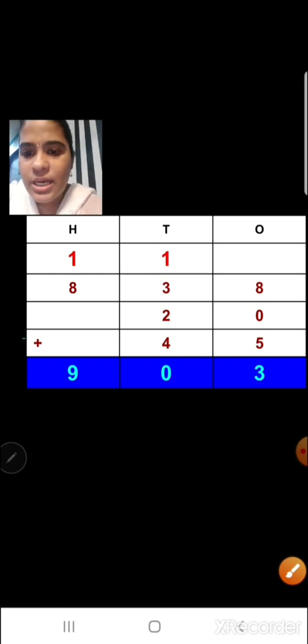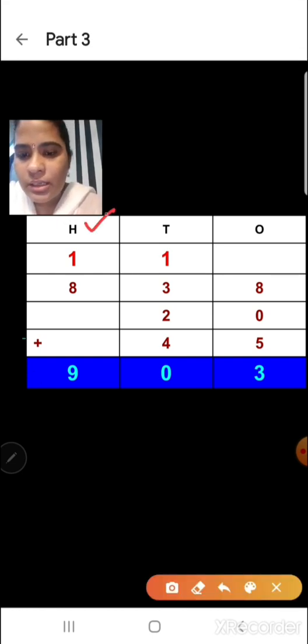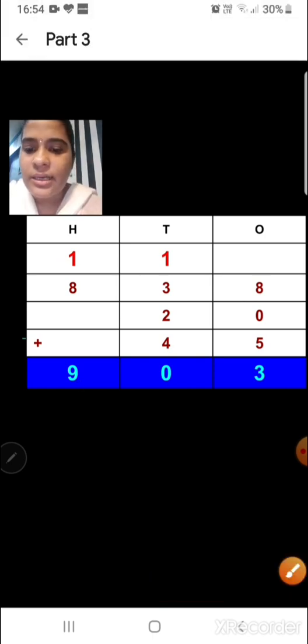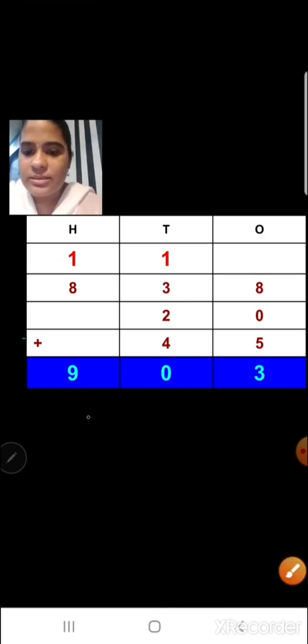Then moving towards hundreds place, we have here 1 as carryover and number 8. 1 plus 8 is 9. That is how we'll get our answer. The answer is 903.